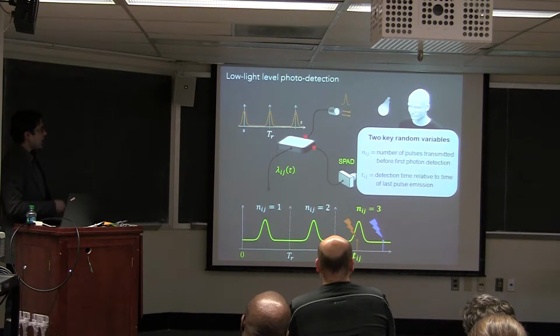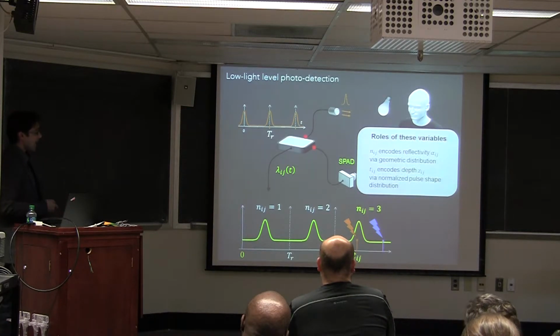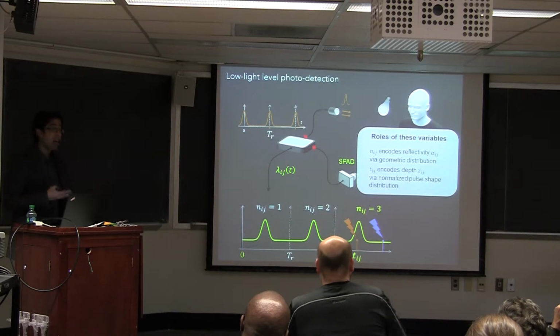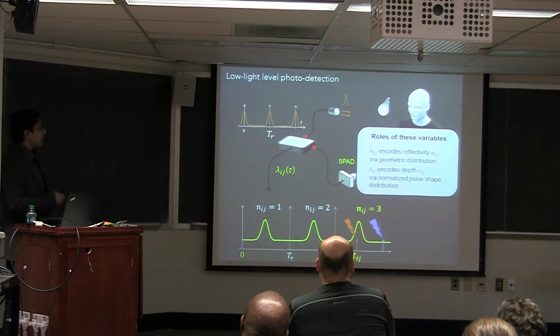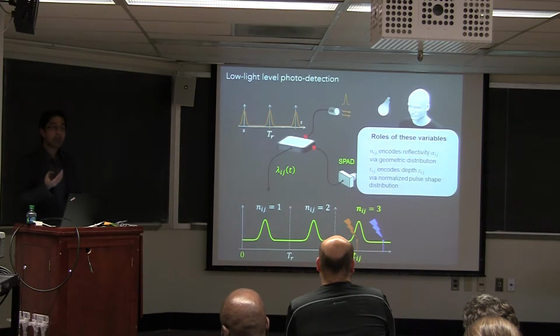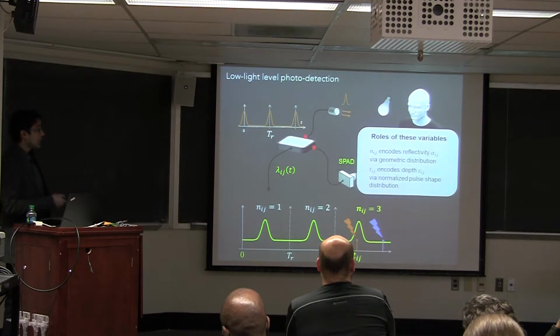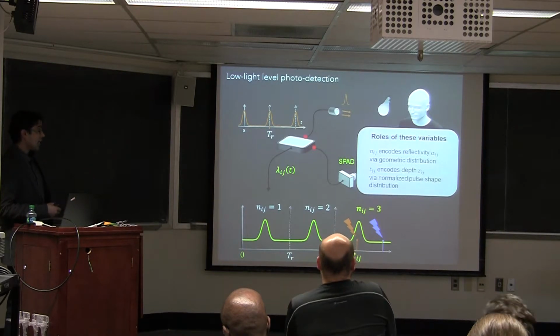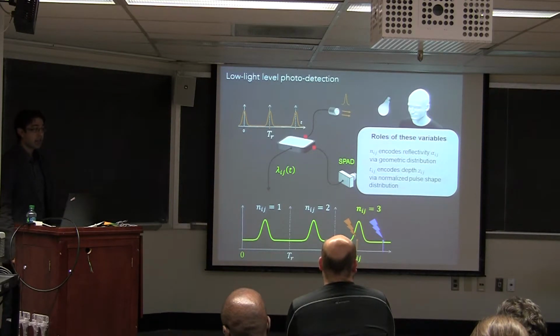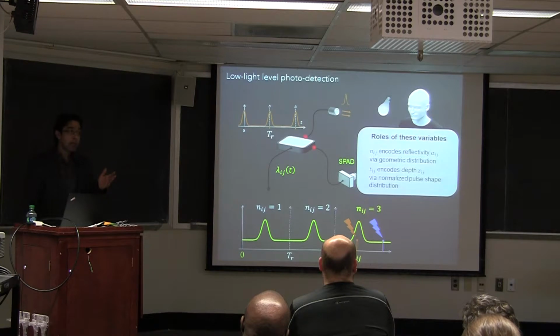So now, how do we interpret these? Well, N_ij encodes the reflectivity alpha_ij through a geometric distribution. What do I mean that it encodes it? Well, N_ij is a geometric random variable with a parameter related to alpha_ij, and there's an invertible function that relates the parameter of the geometric random variable to alpha_ij. T_ij encodes the depth z_ij. What I mean by that is the PDF of T_ij is a normalized and shifted version of the illumination pulse shape. Again, this interpretation of T_ij is completely conventional, but it does not seem that N_ij has been exploited before in any works.